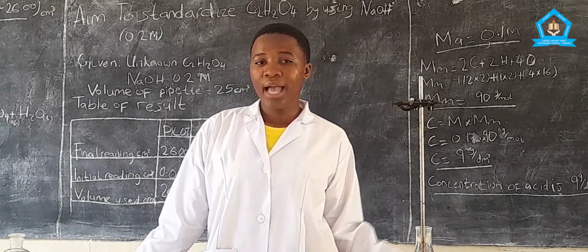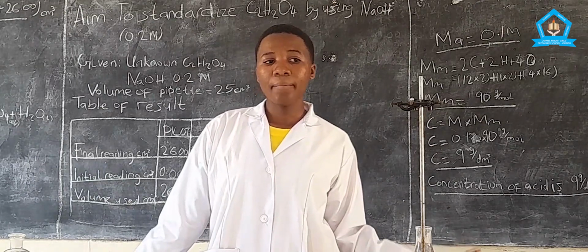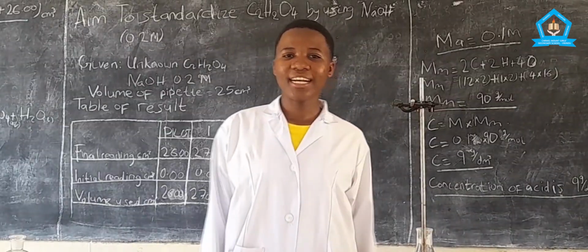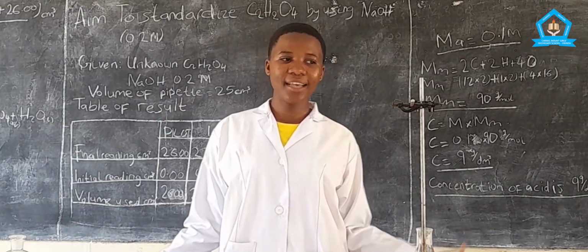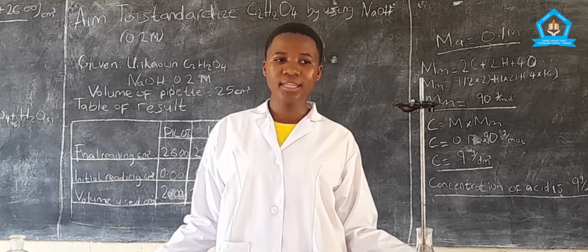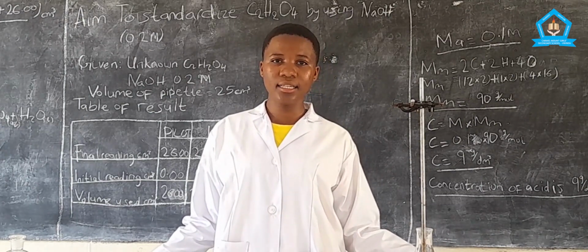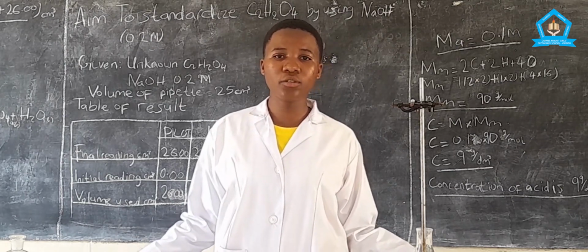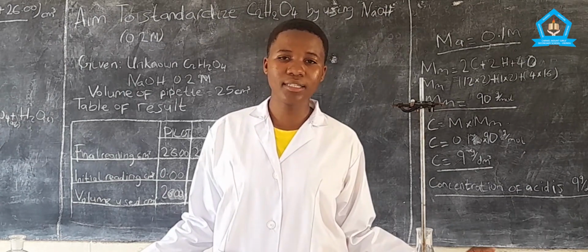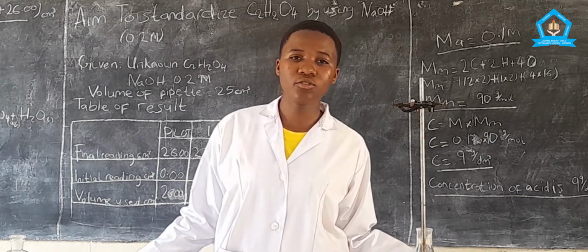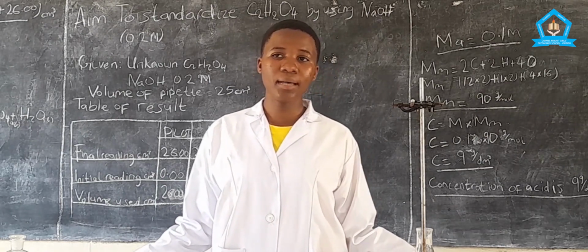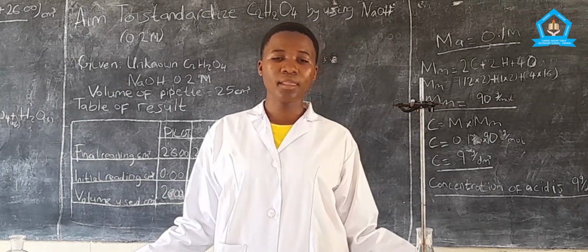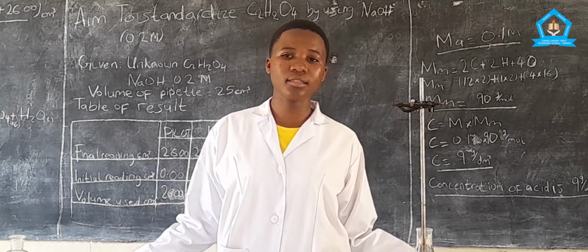For example, table vinegar should have a minimum of 5% of acetic acid. Also, in industries, we can use volumetric analysis to determine the amount of acid present in industrial waste for neutralization. Third, it is used in analysis of water.